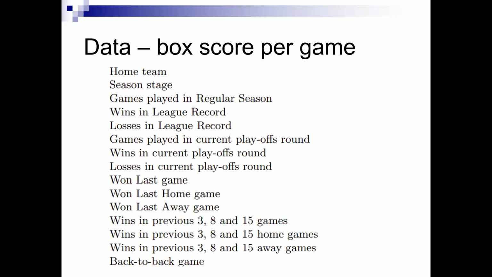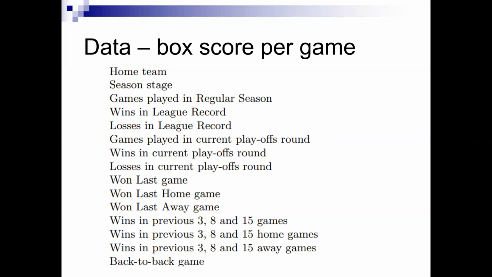First, we have box score data. So from the box score of a game, we used information about the home team, because there may be a home team advantage, and about the season stage. For the regular season, we looked at the number of games played up to now, wins and losses up to now, and also similarly for the playoffs. Further, we checked whether the last game, the last home game, and the last away game was won. We also collect information about the recent performance of a team in the last 3, 8, and 15 games, as well as the home games and the away games.